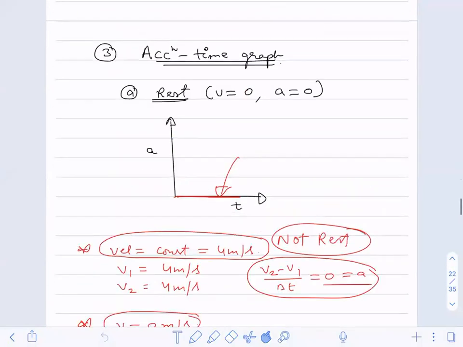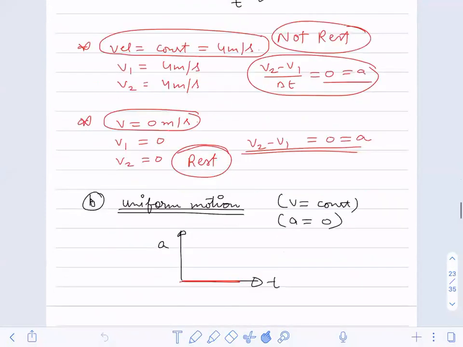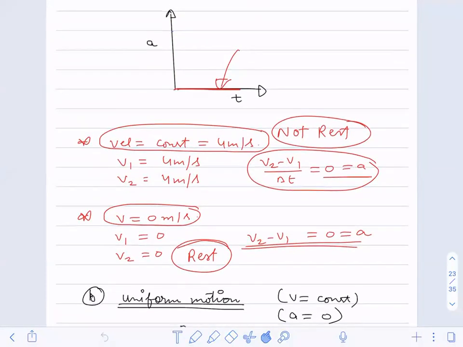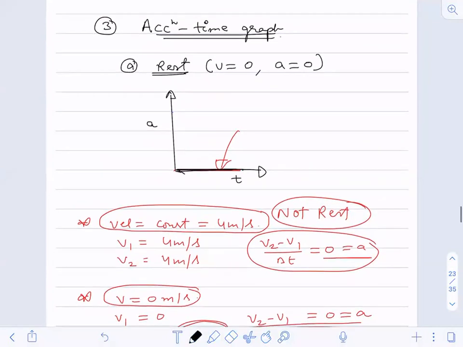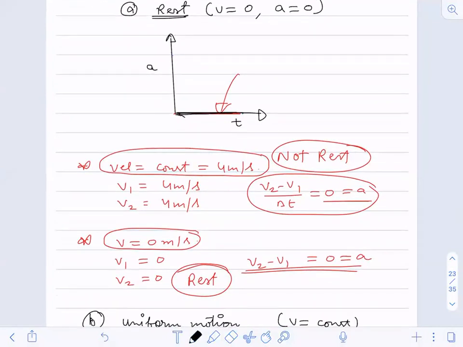So for acceleration-time graph, I had told you that for rest condition, you don't have any specific graph. Why? Because when the body is at rest, the graph will be on this line along the x-axis. Even when the body is moving with the uniform velocity, still the graph will be here only. So you cannot draw the graph for the rest on acceleration-time graph.